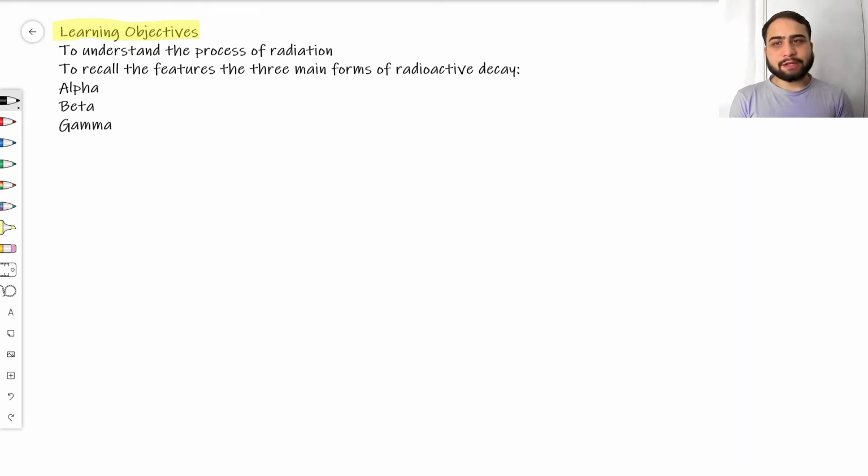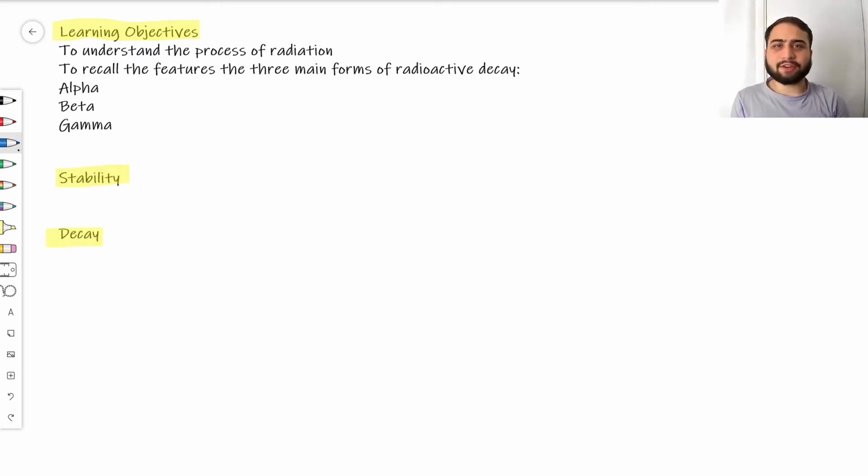So some of our learning objectives are to understand the process of radiation and radioactive decay, and to recall the features of the three main forms of radioactive decay, so alpha, beta and gamma. Now this is quite a big and important topic, so I hope you're ready for this. Let's get right into it.